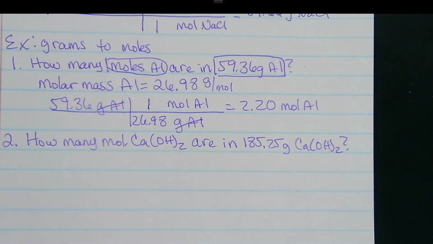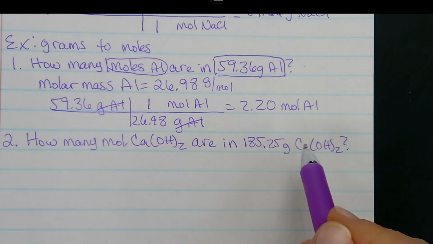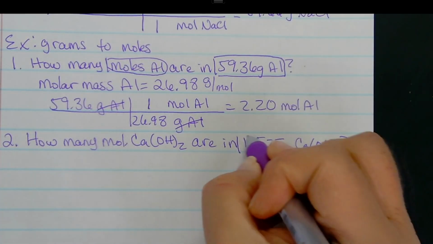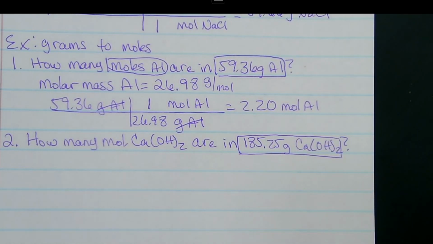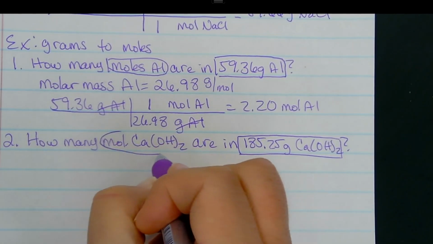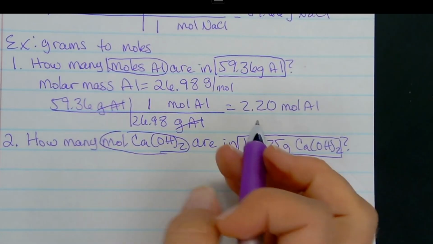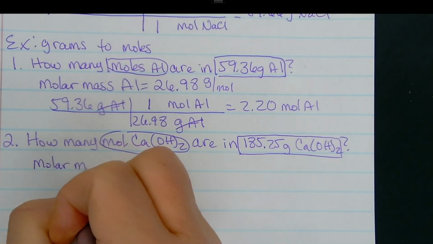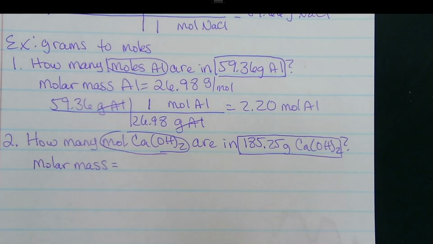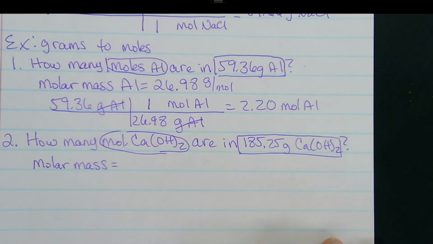So first thing, annotate our question. We're going to box our given. What is our given here? 185.25 grams of calcium hydroxide. And what does it want us to find? Good. Moles. And again, our first step is to calculate our molar mass. I'm going to shorten this here. If you get confused as I'm doing this, just ask me.